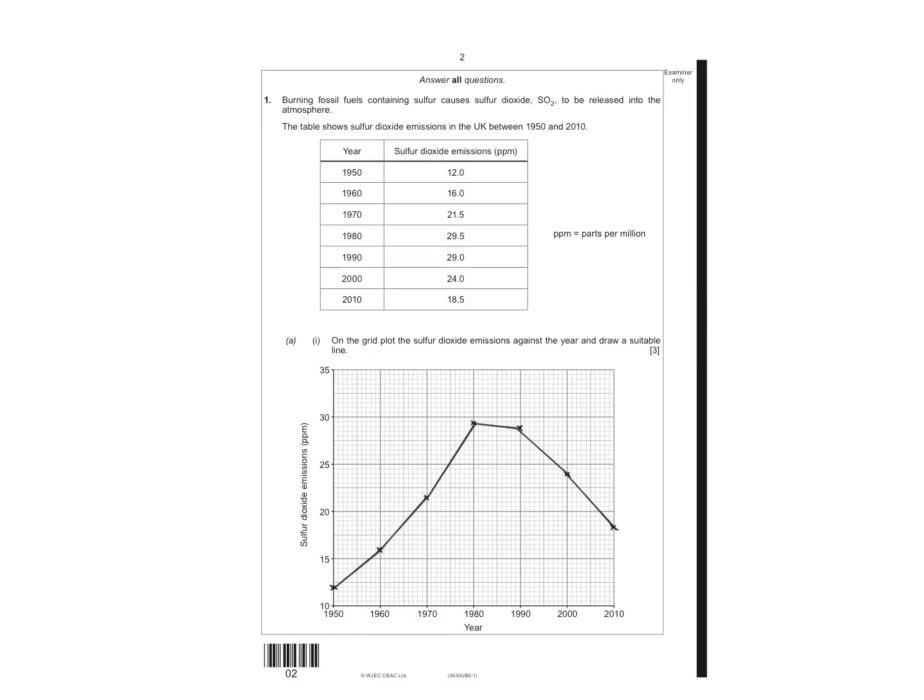Question 1. Burning fossil fuels containing sulfur causes sulfur dioxide, SO2, to be released into the atmosphere. The table below shows the sulfur dioxide emissions in the UK between 1950 and 2010. First thing we've got to do, on the grid below, is plot the sulfur dioxide emissions against the year and draw a suitable line.